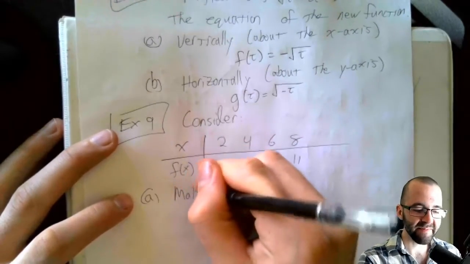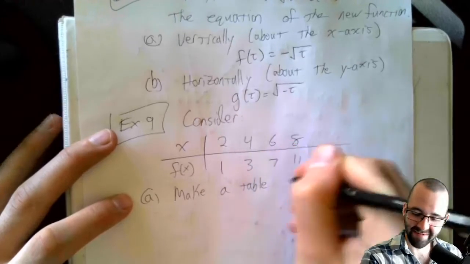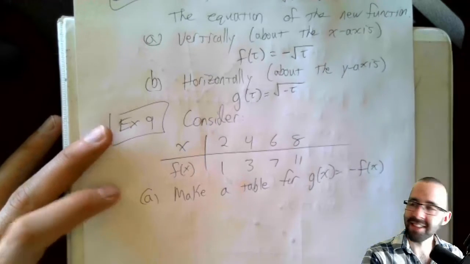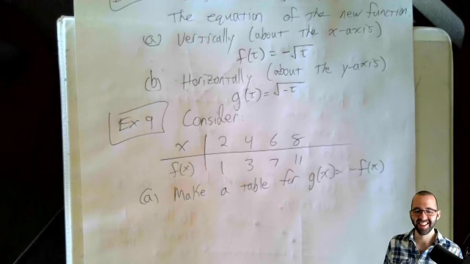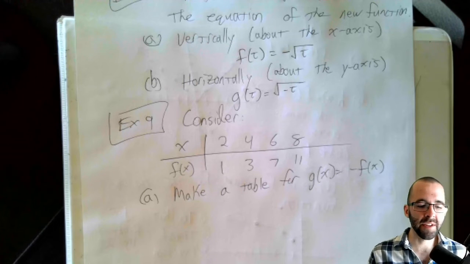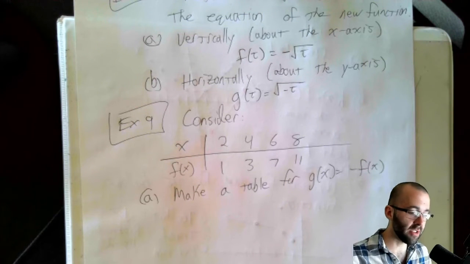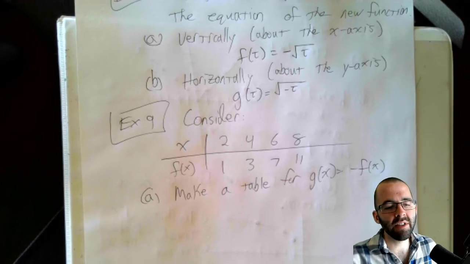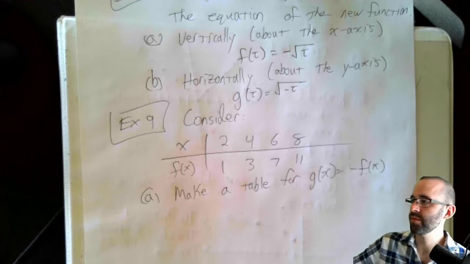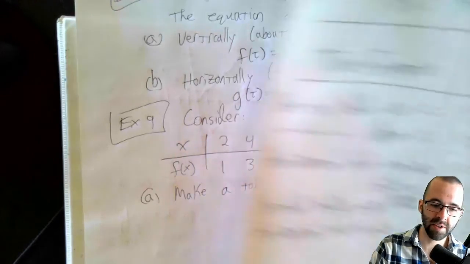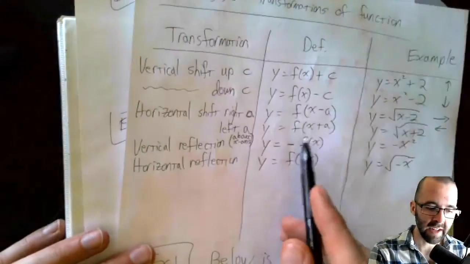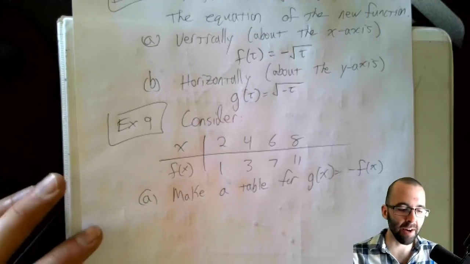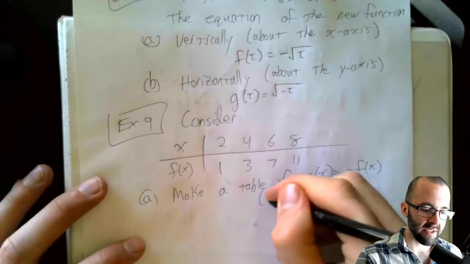Make a table for g of x is negative f of x. So what does this do? First off, let's identify what transformation this is. Negative on the outside of the function. Consult the magical table. Negative on the outside of the function means a vertical reflection about the x-axis. Yeah, flipped upside down. All right, so this is a vertical reflection.